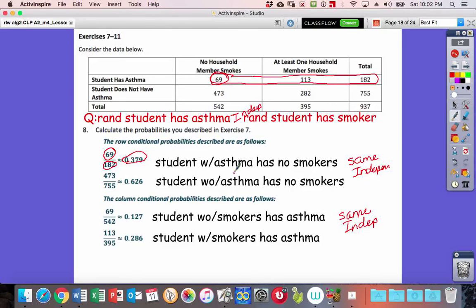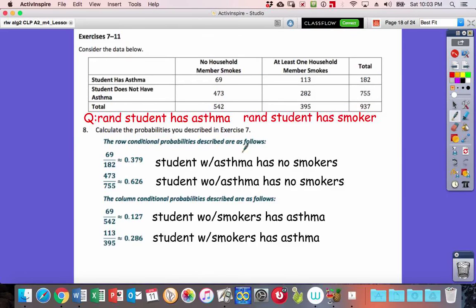Now if I go look at all the students that do not have asthma, they're on this row. And I want to know the ones with no smokers. So I would get 473 over 755. Ooh, the probability that they have no smokers in their family is 62%, or 0.62. So I could definitely say that those two events are not independent. I could also do it the other way around. So let me clear this.